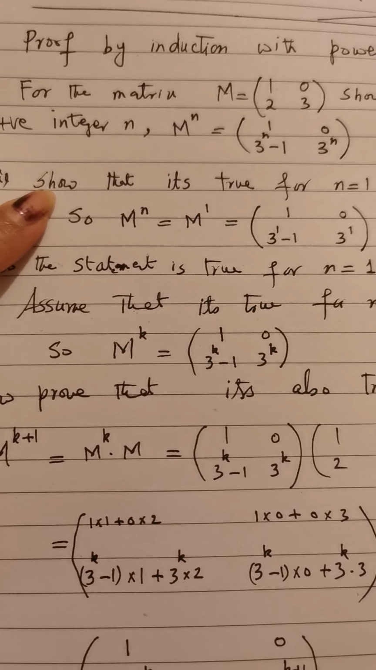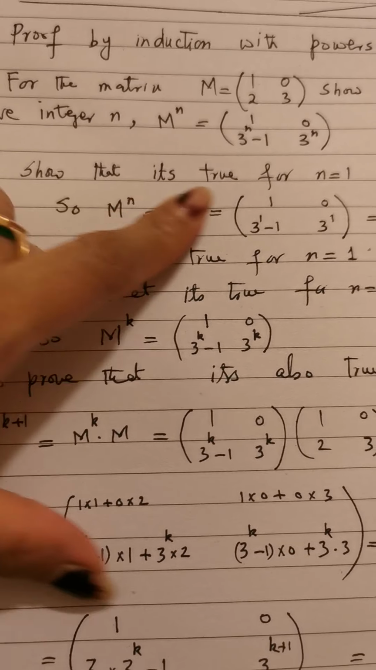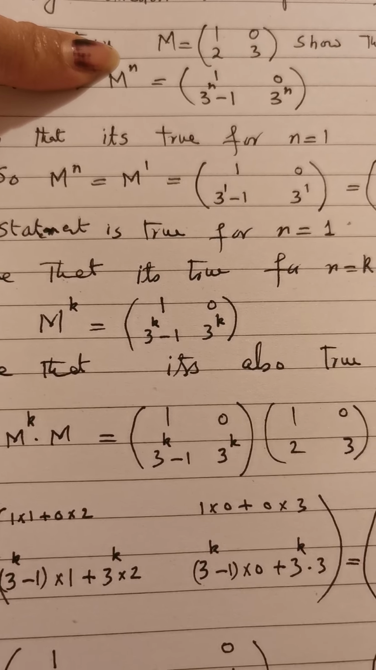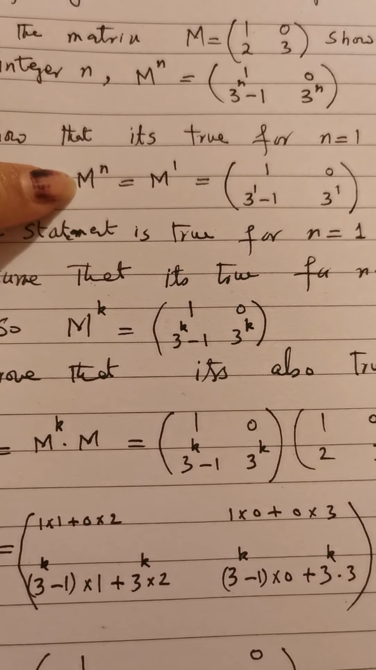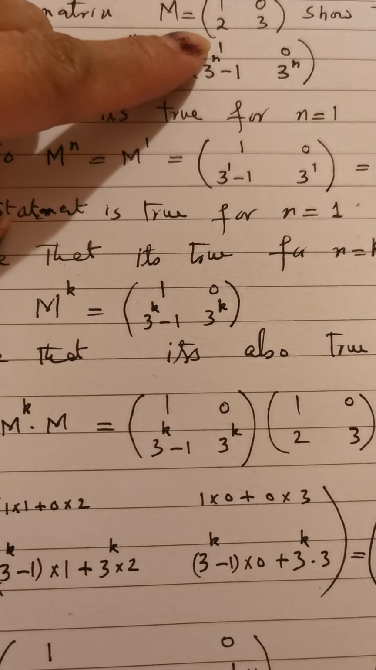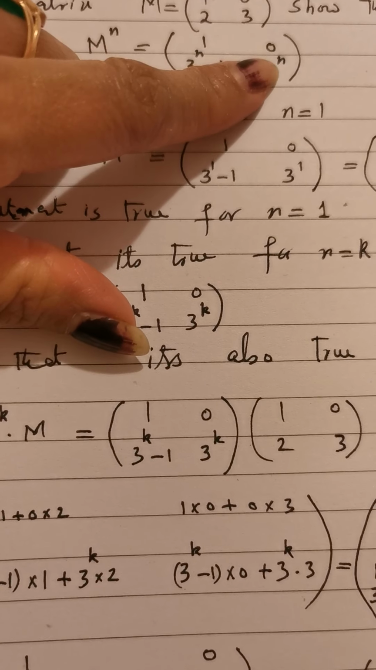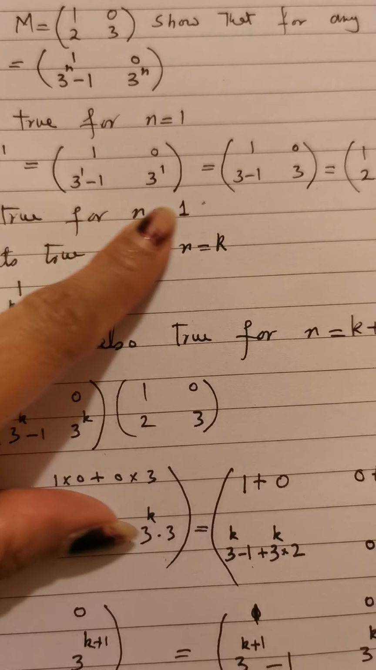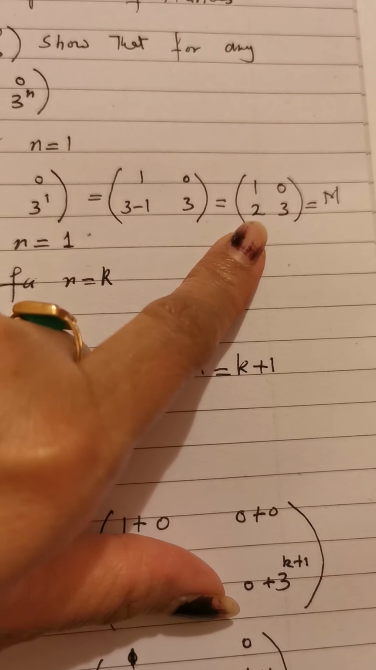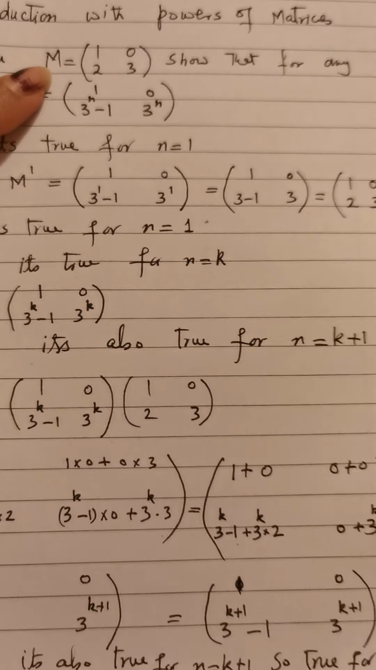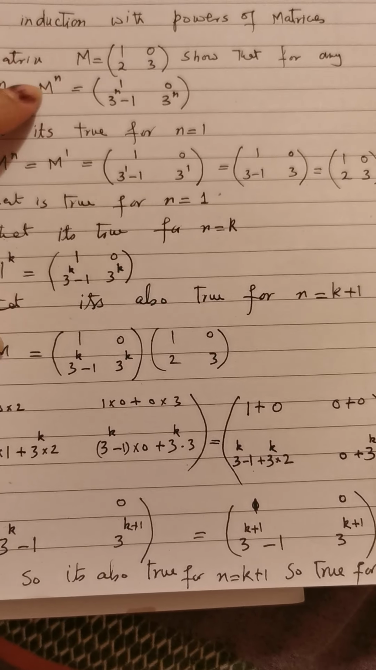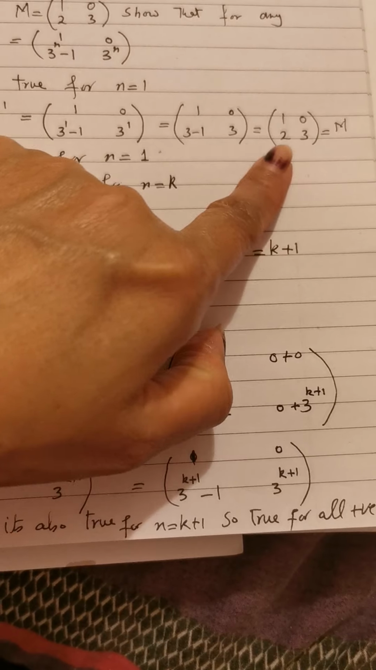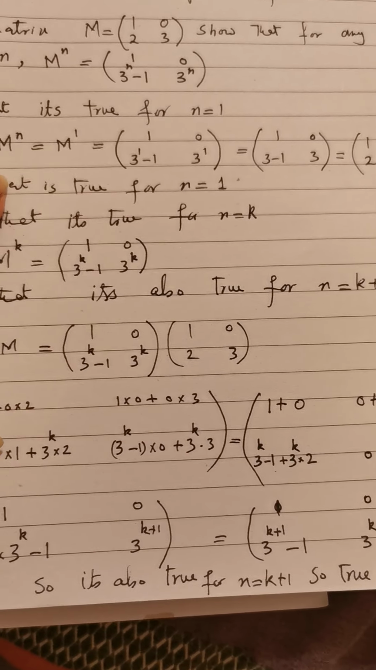Now, first of all, we will apply n is equal to 1 and show that it's true for n is equal to 1. Wherever we have the value of n, just replace it with 1. You can see when we replace n by 1, we get the matrix [1 0; 2 3], which is our M matrix. So this is proved: the given expression is true for n is equal to 1, as it is in front of you, right? This is the way we do it for n is equal to 1.